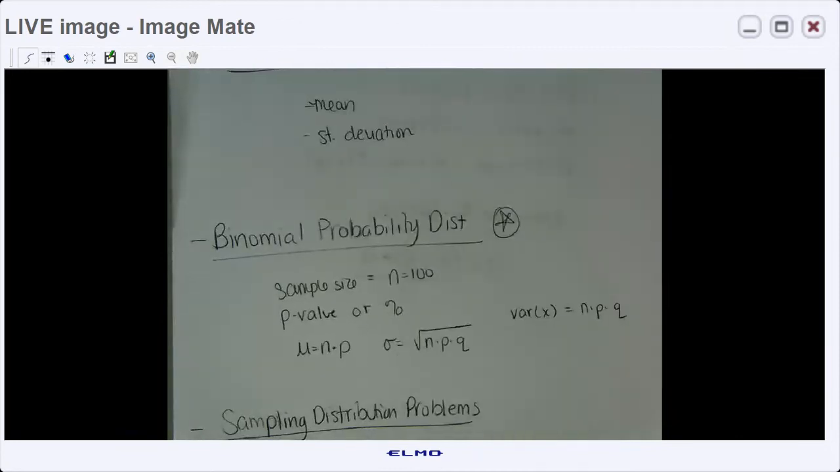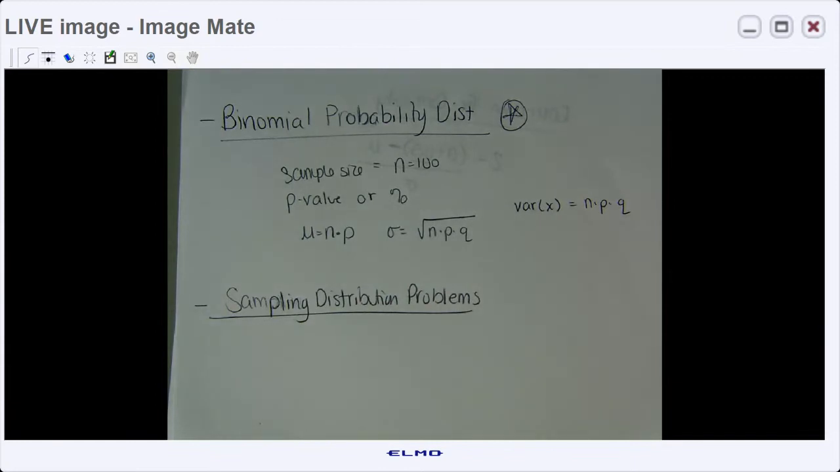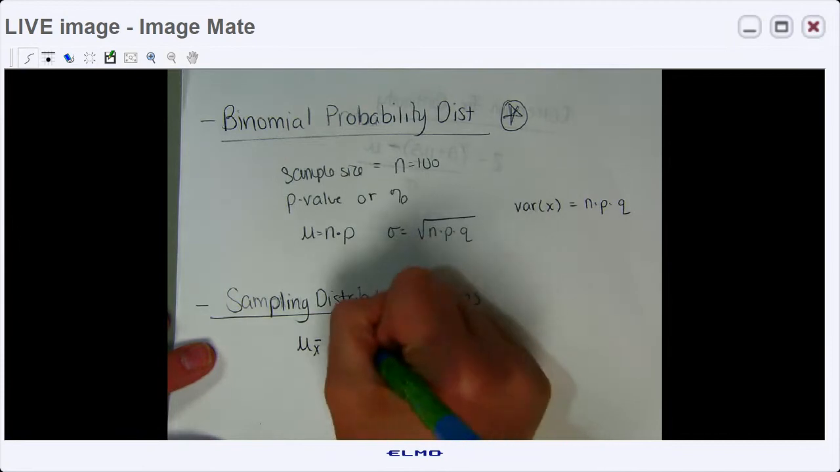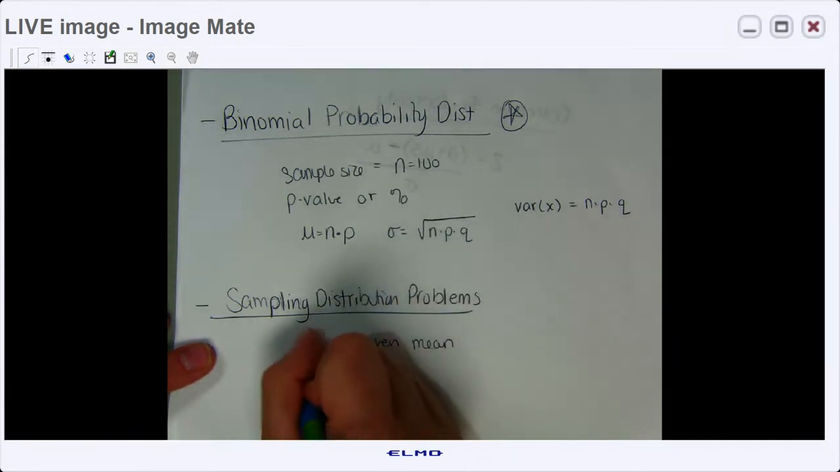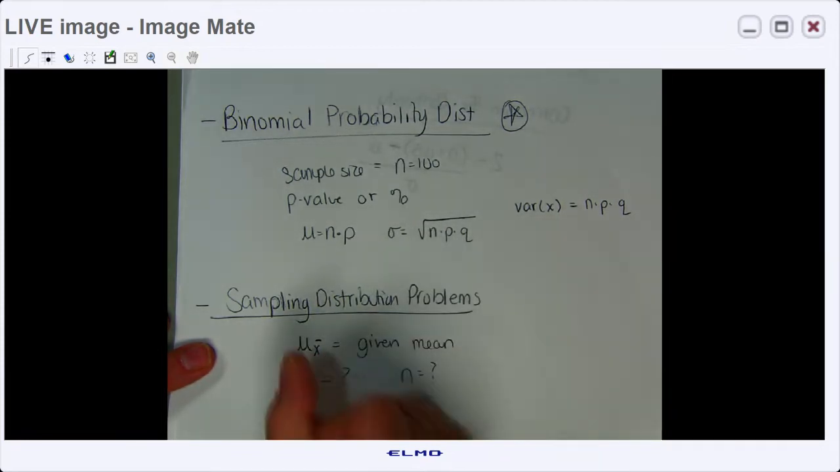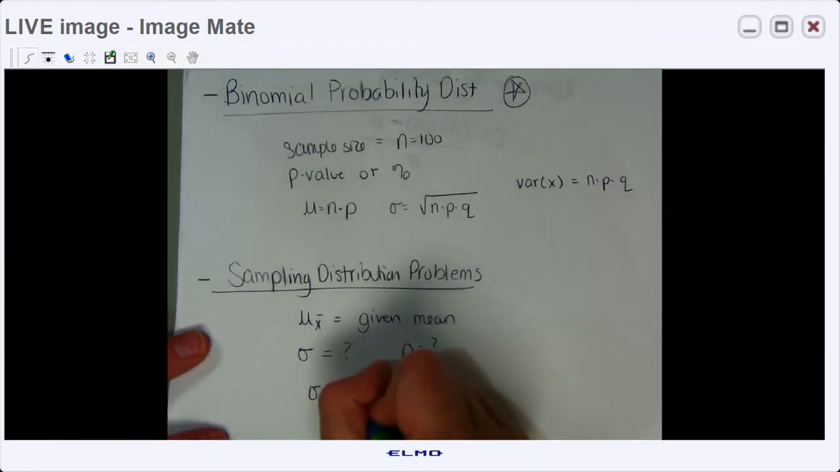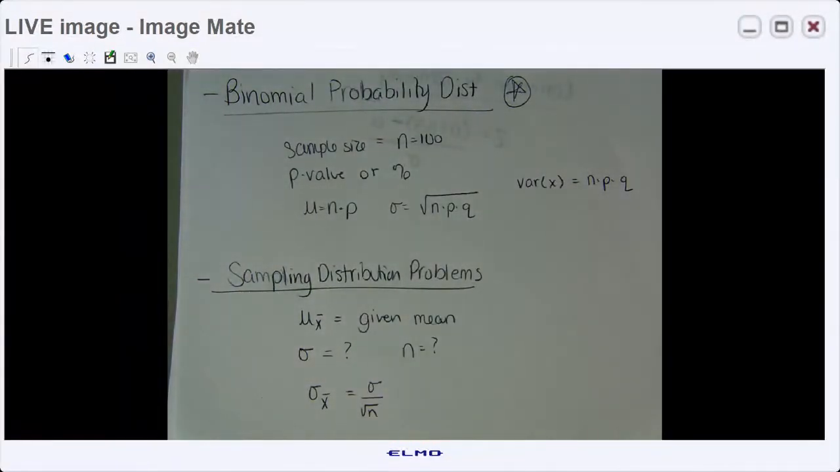Back over here to sampling distribution problems. These problems give you in the question a mean and a standard deviation. The mean is given, so you use the mean that's given in the problem, but it gives you an actual standard deviation and a sample size. You have to calculate that new standard deviation for the sampling distribution using the given standard deviation divided by the square root of n.